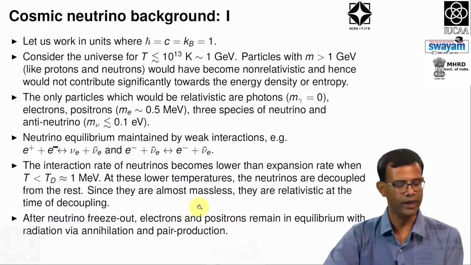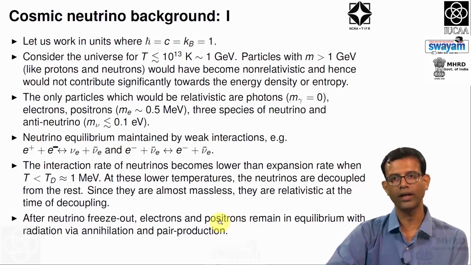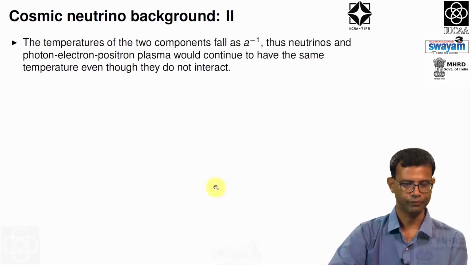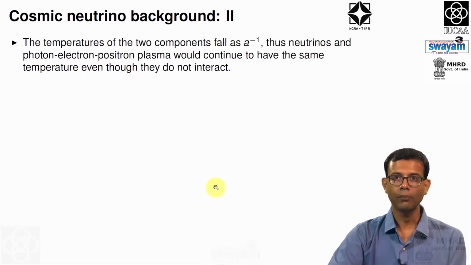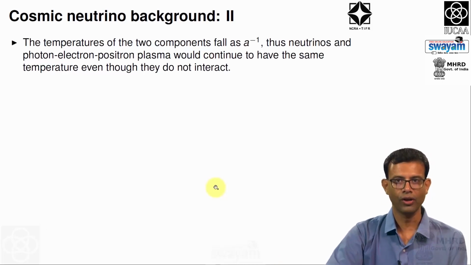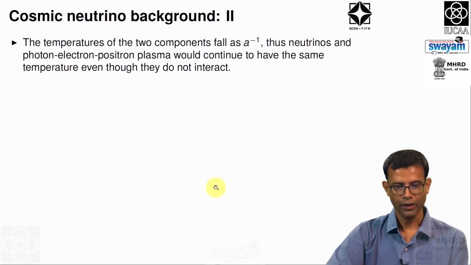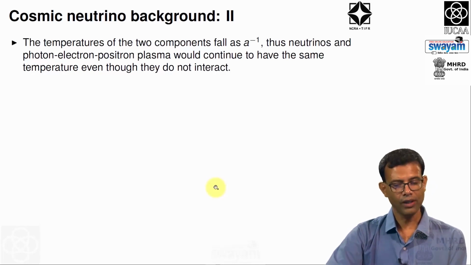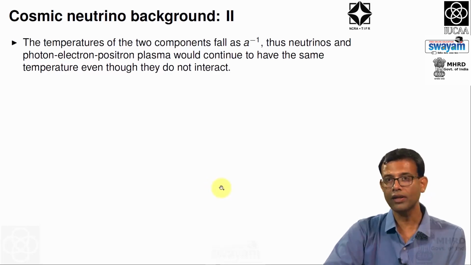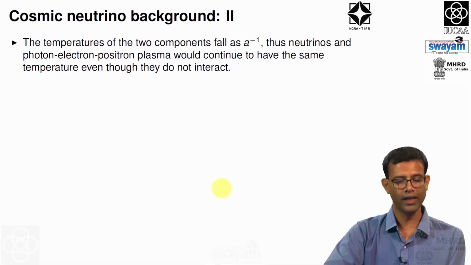So, electrons, positrons and the photons are in equilibrium, and the neutrinos are going their own way. They have decoupled. Now, since both systems, the neutrinos and this other soup of electrons, positrons and photons, are relativistic, the temperatures of these components fall as 1 by A. So, the temperatures of the neutrinos and this photon, electron, positron plasma will continue to have the same temperature. Even though they are not interacting, they will have the same temperature, because the evolution of their temperatures is the same.